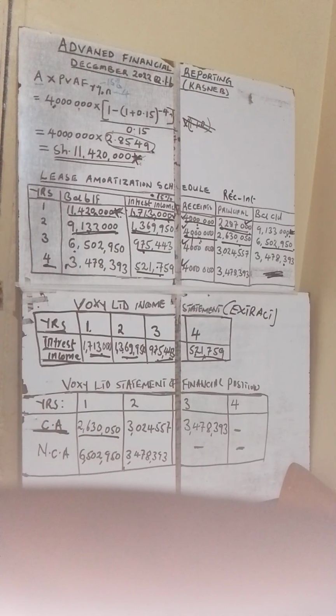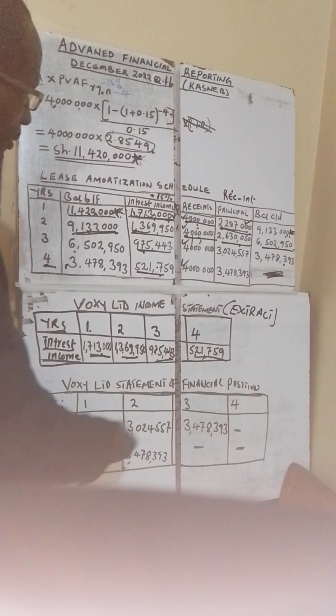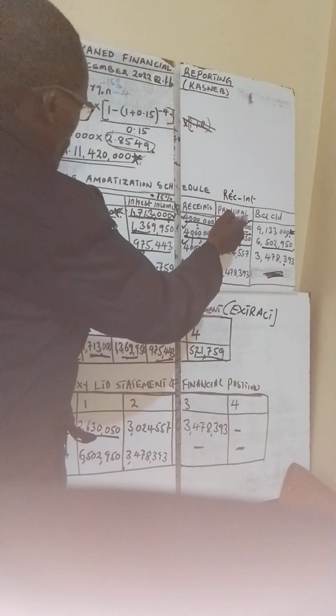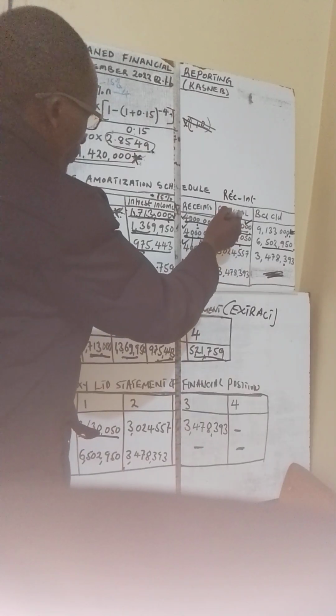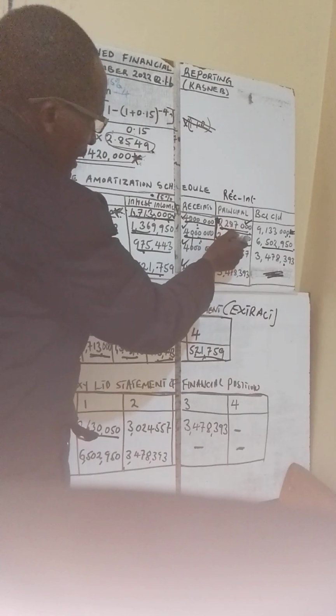2,630,050. Should be able to see this. The principal for next year, 2,630,050. So this one here, principal for next year. Principal, because principal for year 1 is this one. But we are saying current asset, you take the principal for next year.